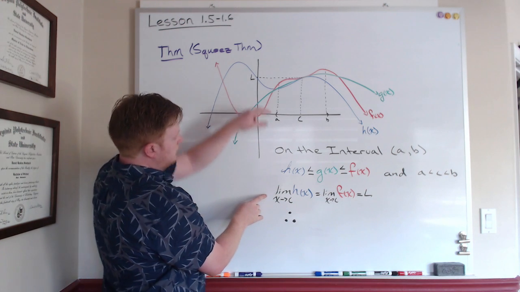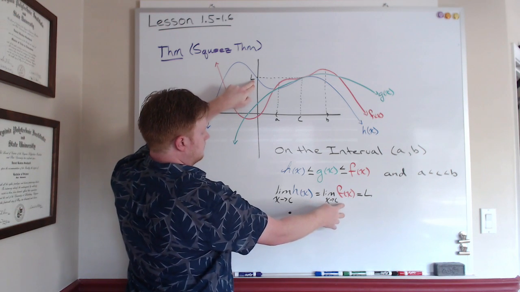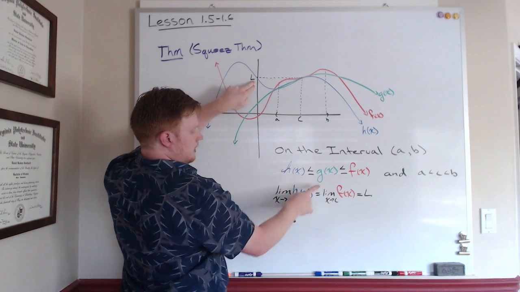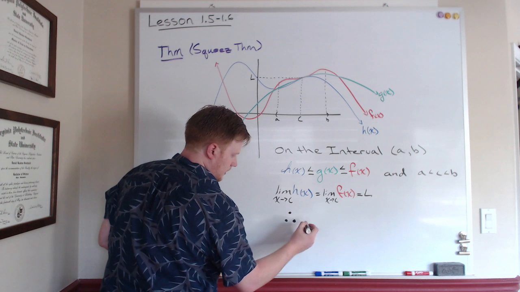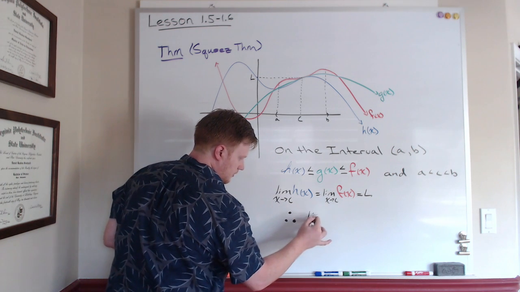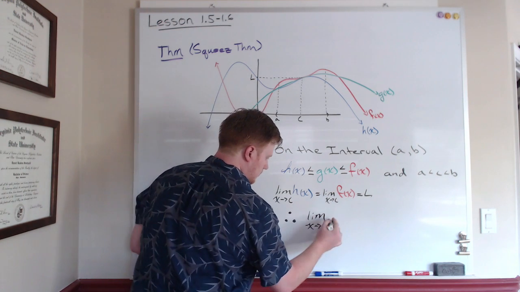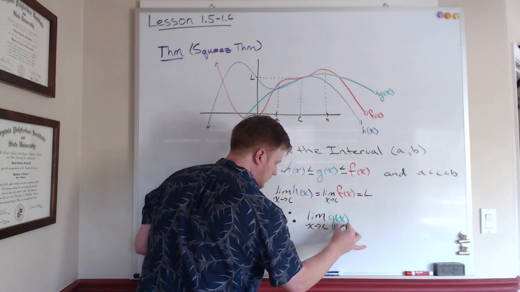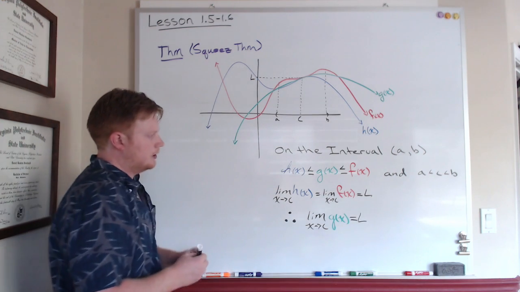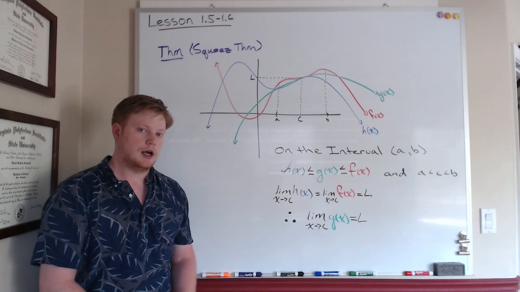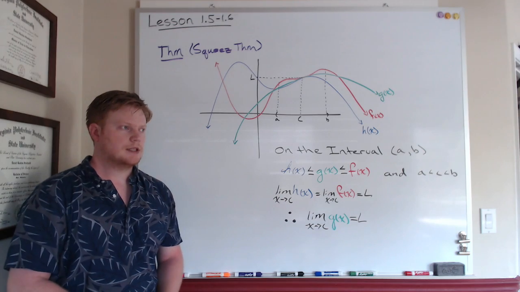If we have the limit of h of x as x approaches c equaling L, and the limit of f of x as x approaches c equaling L, if g of x is in the middle, it must be the case then that, therefore, the limit as x approaches c of g of x must also equal L. And you'll see in the last example today that we do where this can come in very handy when trying to approximate the limit of a function that is rather difficult to comprehend.